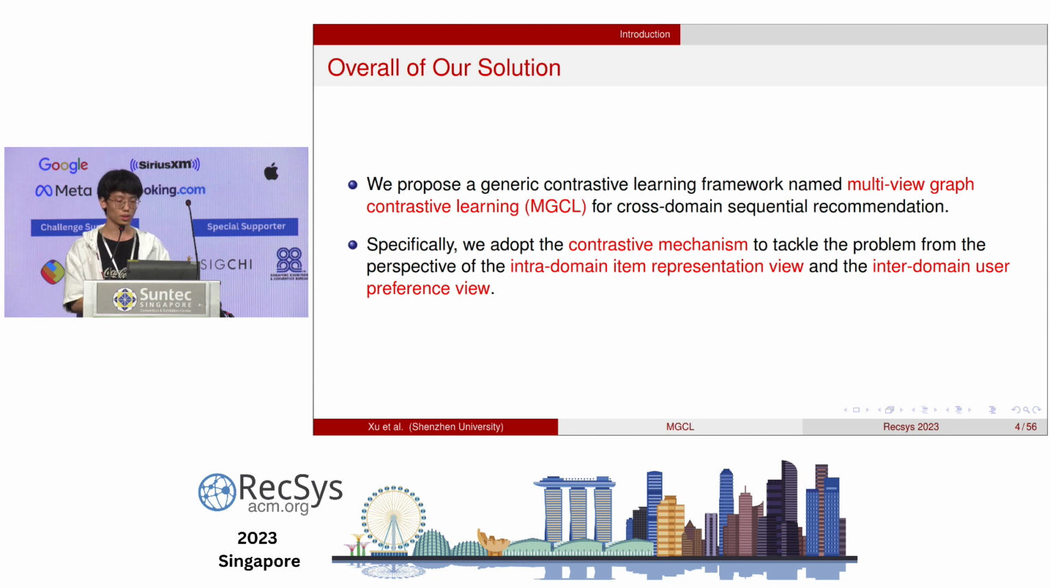So, to address these issues, we propose a generic contrastive framework named MGCL. Specifically, we target the problem from the perspective of the intra-domain item representation view and the inter-domain user preference view.